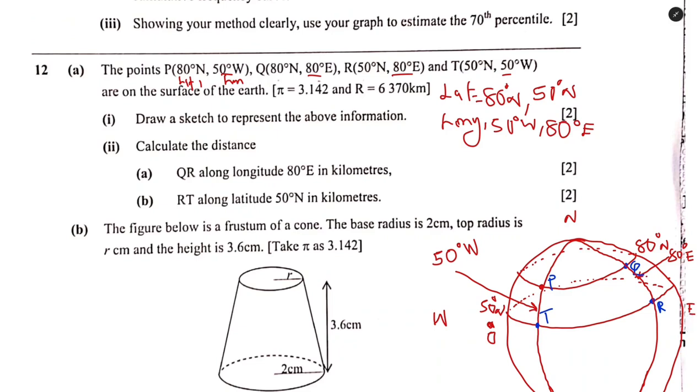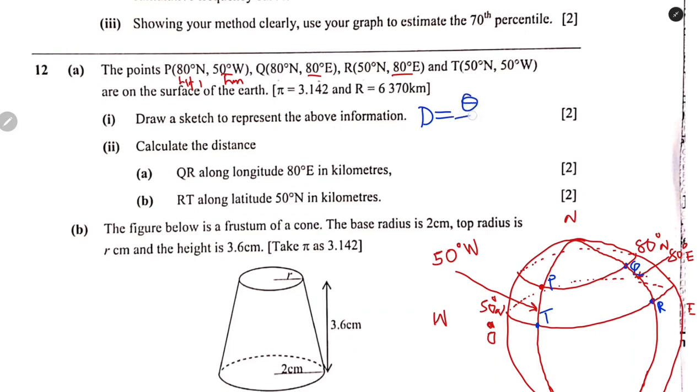Calculate the distance QR along the longitude 80 degree east. So what they are telling you is that you are calculating the distance along the what? The great circle. You should know that distance is calculated along the great circle, also along the what? Along the small circle. So along the great circle, which is QR, as you can see, along the longitude 80 degree east, the formula that you use is distance equal to theta over 360 multiplied by 2 pi r, where radius is given to be 6370. So you're calculating in what? In kilometer.